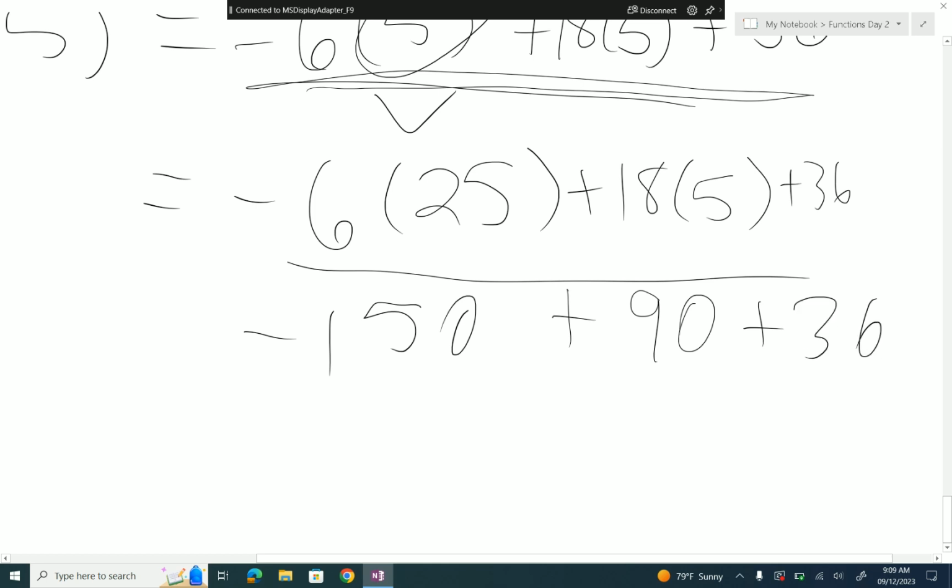Okay, so now I've done all my multiplication. I've taken care of my exponent. So now I just want to combine all these. So first I want to do negative 150 plus 90. What's that, Charlene? Negative 150 plus 90. What is it? 24. Not quite. Oh, you got all the way down. Okay. And then. Okay. Braden, what's negative 150 plus 90?